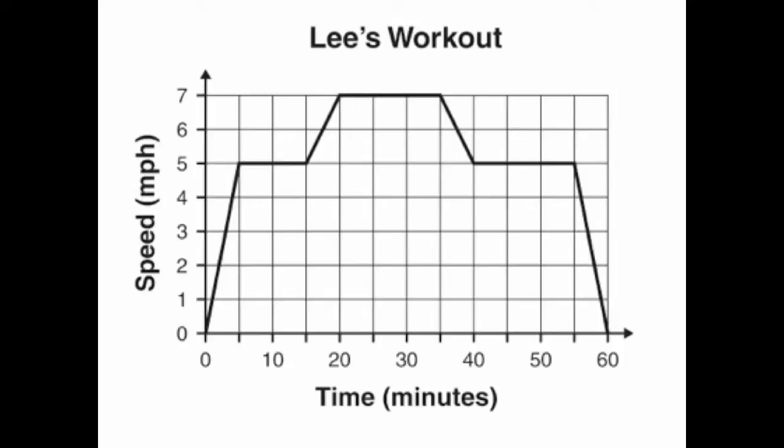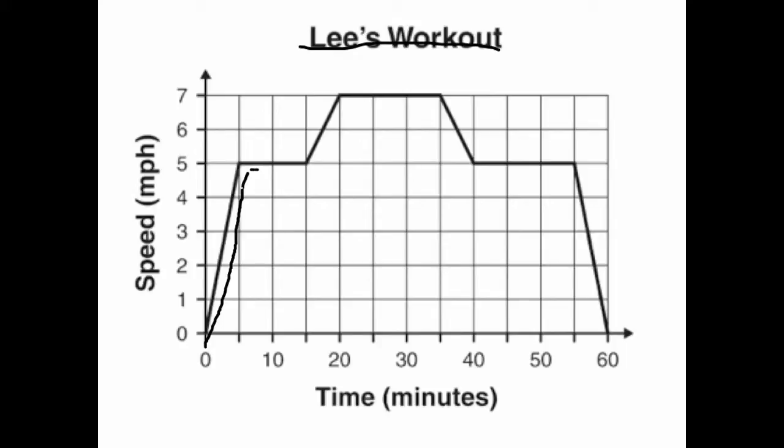Alright, so Lee is working out. This is a time and speed graph. This will tell me sort of how fast he's going and when he's moving. So let's go through and see what each part of these graphs means. From minutes 0 to 10, he's increasing at a constant speed, which means that he might be running, he might be walking quickly, but either way, his speed is increasing at a constant speed.